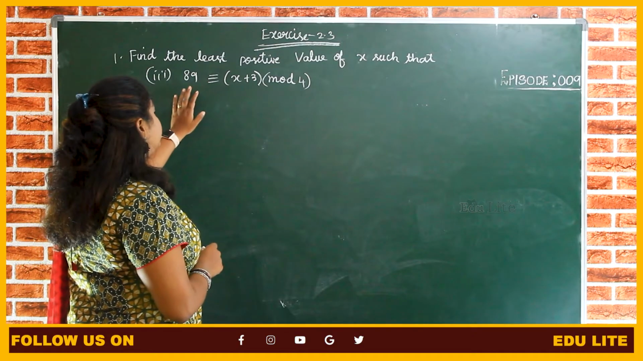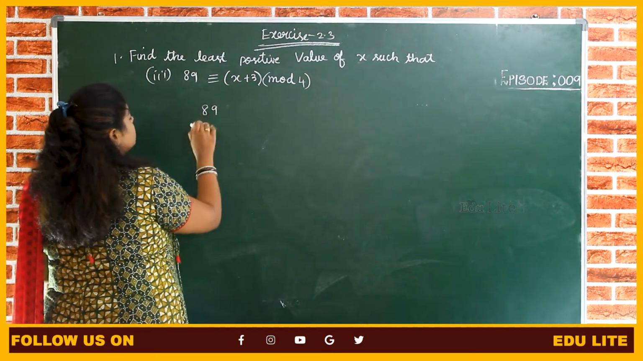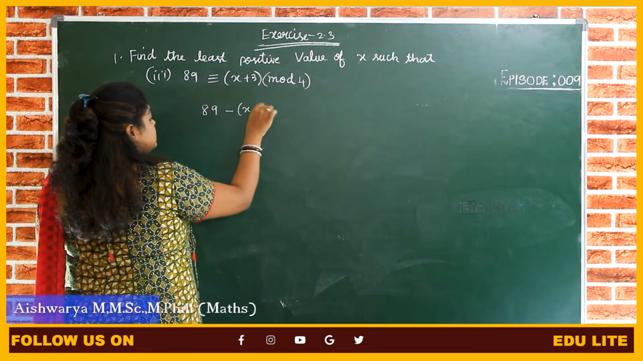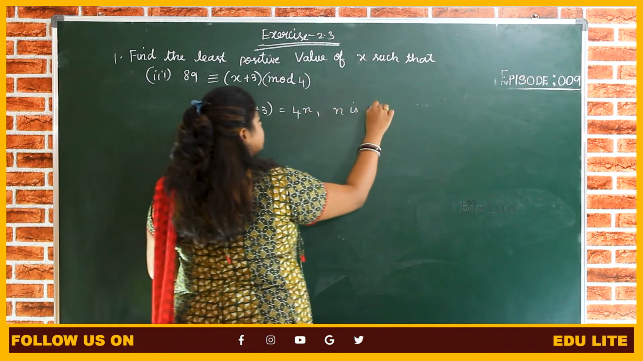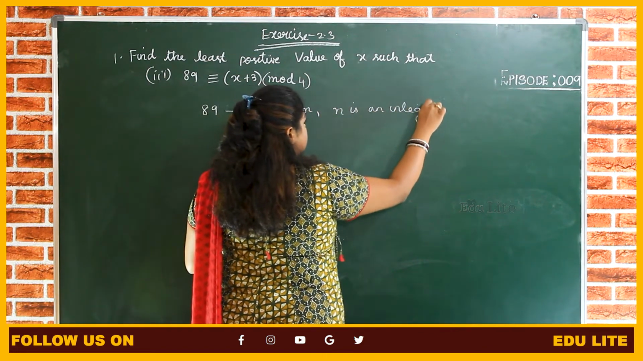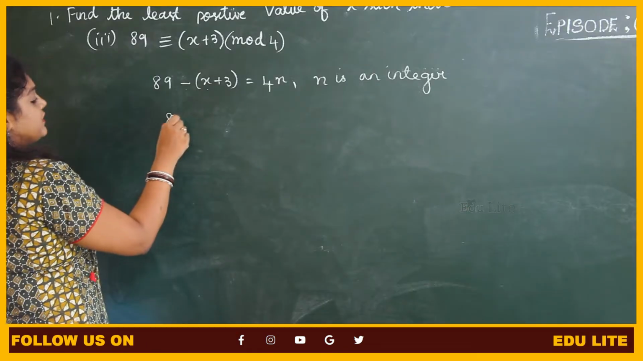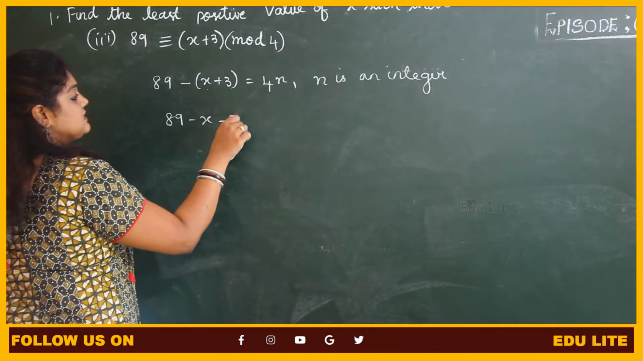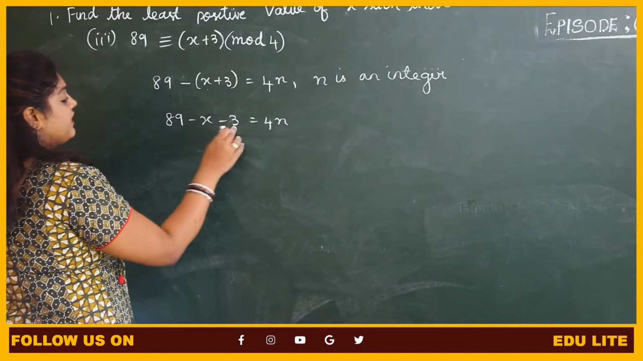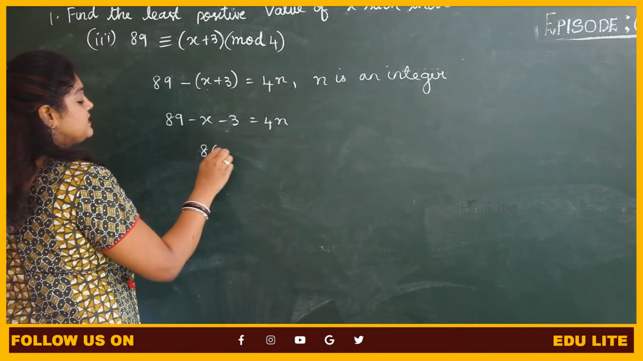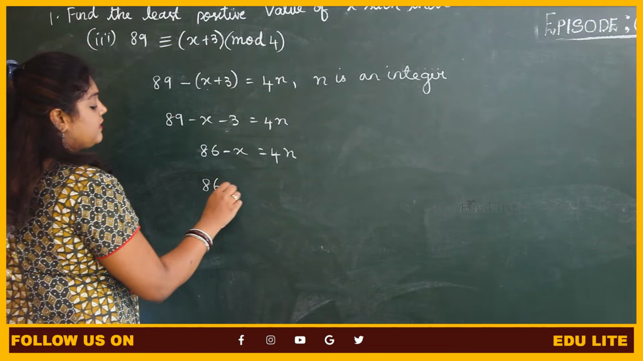So the third subdivision is 89 is congruent to x plus 3 mod 4. Let us rewrite this: 89 minus (x plus 3), with x plus 3 in brackets, equals 4n, where n is an integer. Next, we can remove the brackets by multiplying the minus inside. So 89 minus x minus 3 equals 4n. Simplifying, 89 minus 3 is 86, minus x equals 4n.